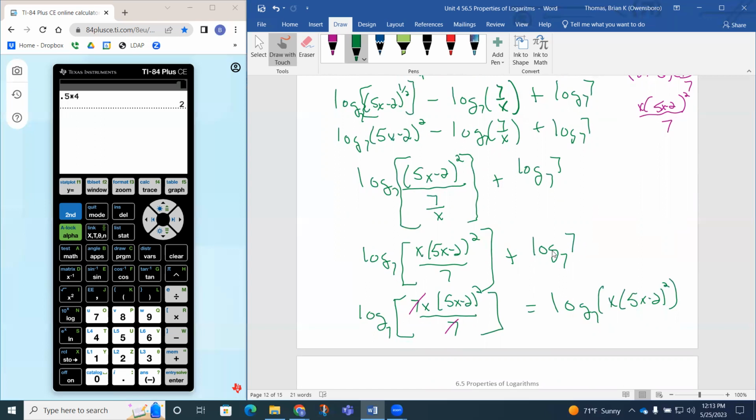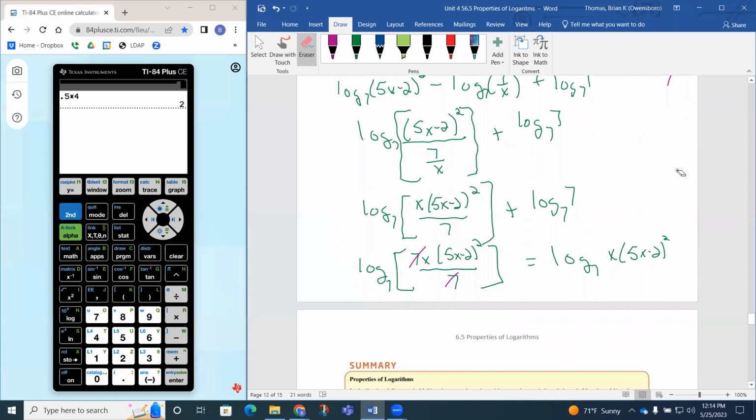So now that we have these two logs added together, they can be connected by multiplication. So the 7 and the x and the 5x minus 2 squared all become the numerator, and the 7 is on the bottom. But now notice that the 7s will actually divide out of the problem, and that'll give me the log of the quantity x times the quantity 5x minus 2 squared. You probably don't need this extra set of parentheses. I probably overkilled it there. This would probably be satisfactory to put into the computer like that. Those extra parentheses are not necessary once I look at it, because this all stays together.